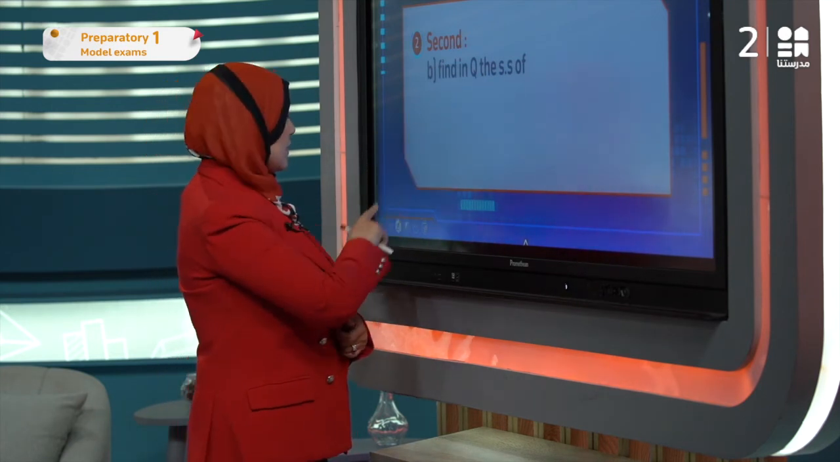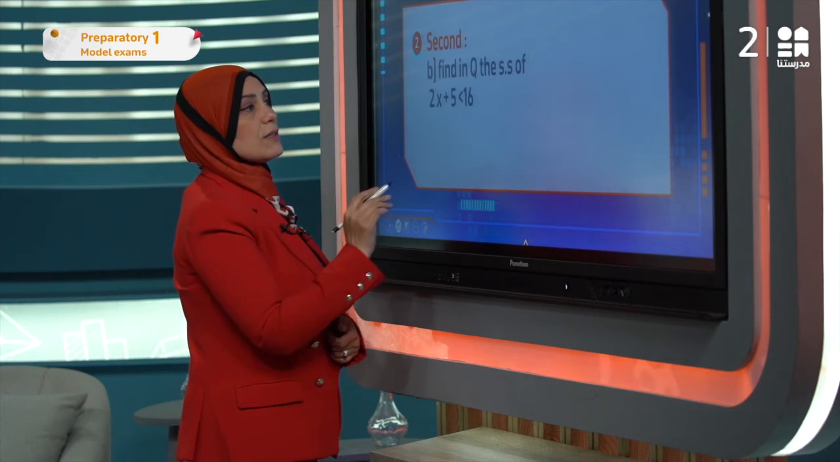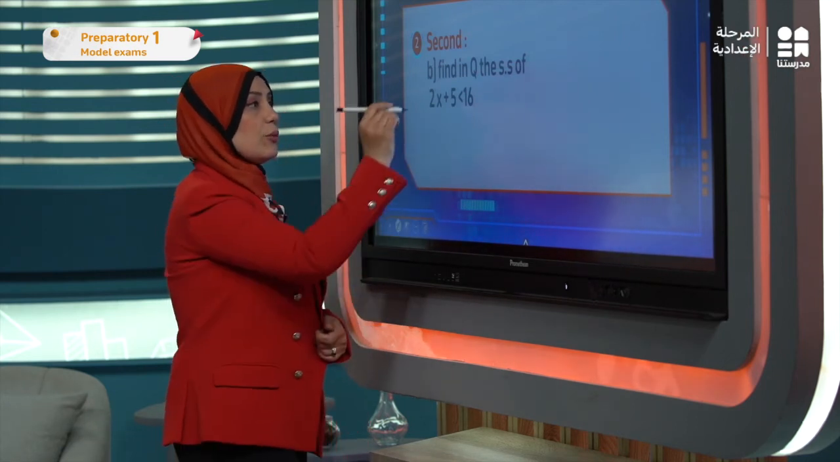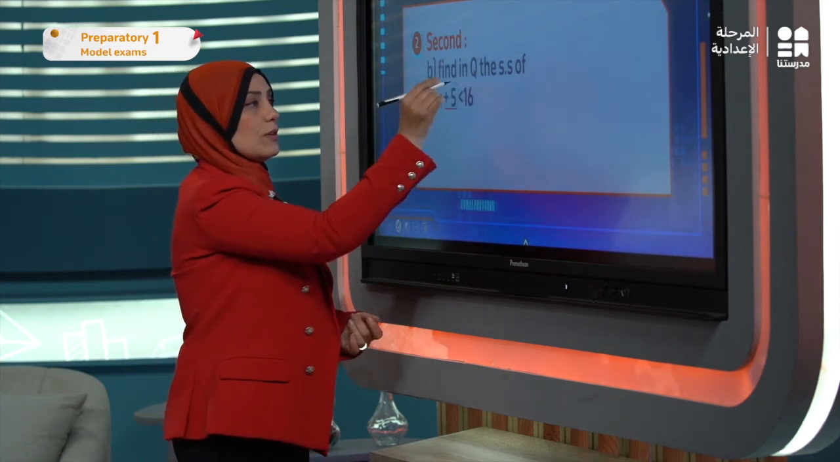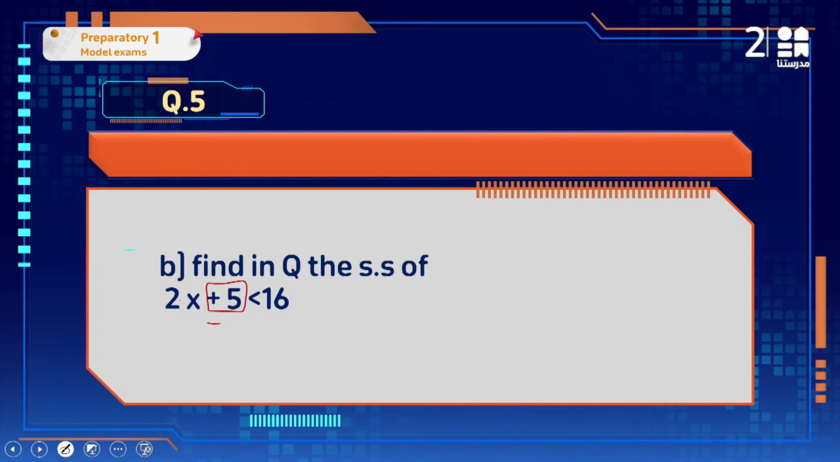Find in Q the solution set of 2x plus 5 less than 16. Here we have multiplication and addition. Let me ask you, what do we have to do first? Of course, addition. The inverse operation for addition is subtraction, so we have to subtract 5 from both sides. It is 2x less than 11. Then divide by 2 both sides. So x is less than 11 over 2. How can I write it? The solution set equals x, where x belongs to Q, x less than 11 over 2.